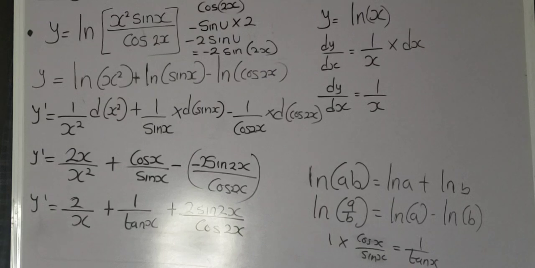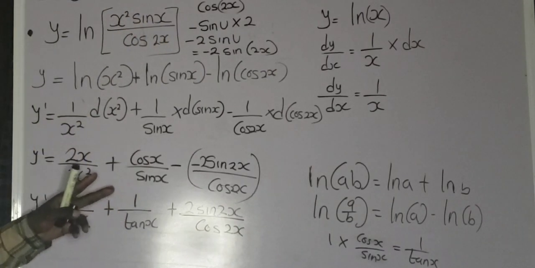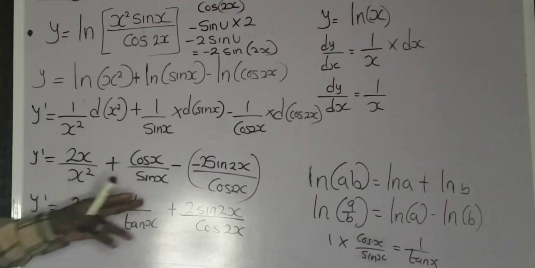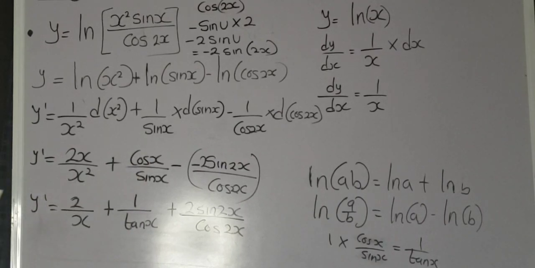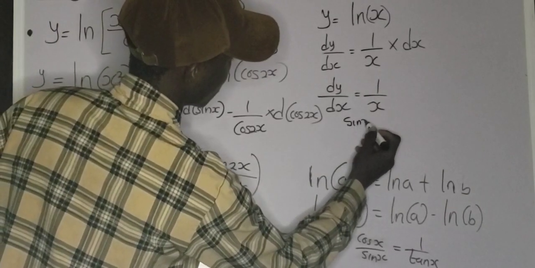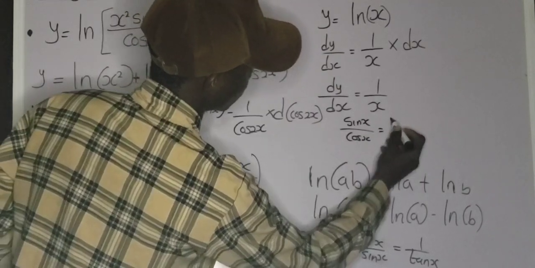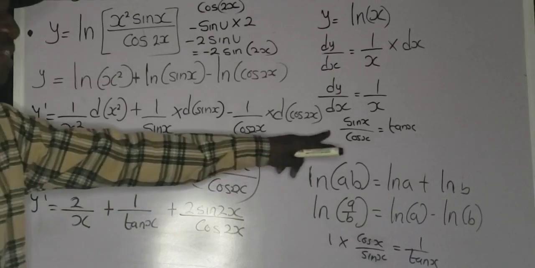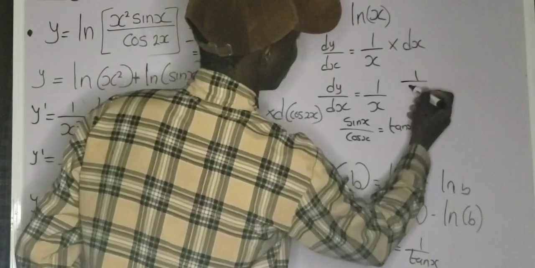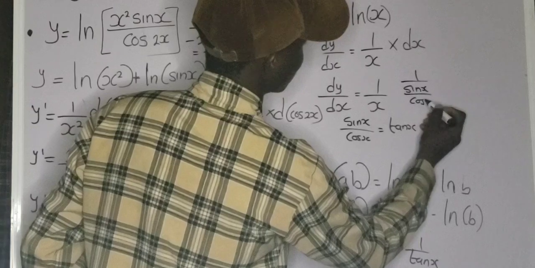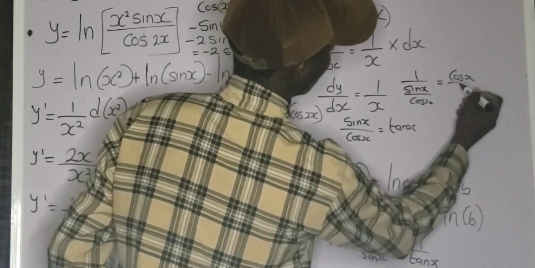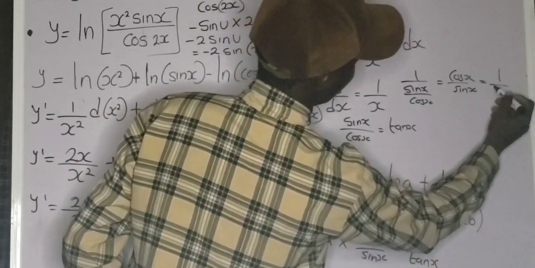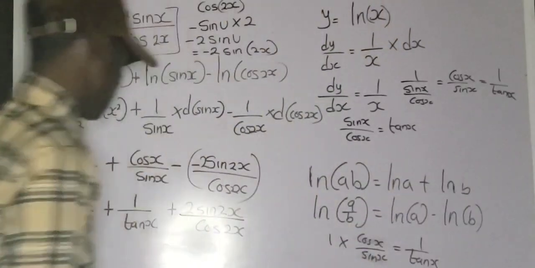Don't forget, in our previous class, I told you that cos x over sine x is the inverse of sine x over cos x. And sine x over cos x is what? Is equals to tan x. Do you understand? Sine x over cos x is equals to tan x. So in order to get cos x over sine x, I'm going to take the inverse of sine x over cos x. So 1 over sine x over cos x is equals to what? Cos x over sine x. And that will be equals to what? 1 over what? Tan x. That is how I got 1 over tan x.